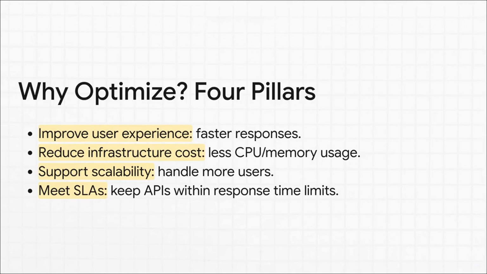So why even bother with all this? Well, it really boils down to four main pillars. First, we optimize to make the user experience better, because let's face it, nobody likes a slow app. Second, we do it to slash those infrastructure costs by using less CPU and memory. Third, it's all about scalability, handling way more users on the same hardware. And finally, it's about meeting our SLAs and keeping our promises.